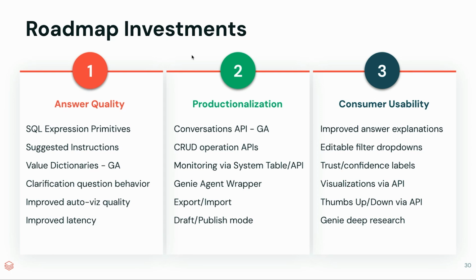The second is we want to make the actual productionization of Genie a lot easier as well. A couple specific features to call out is first, we want to make those create, update, delete APIs available so that you can programmatically build these spaces out. We also want to make it easy to export and import these Genie spaces between workspaces as well. And we also are looking to GA our conversation API so that you can put those Slack bots and custom UIs into production.